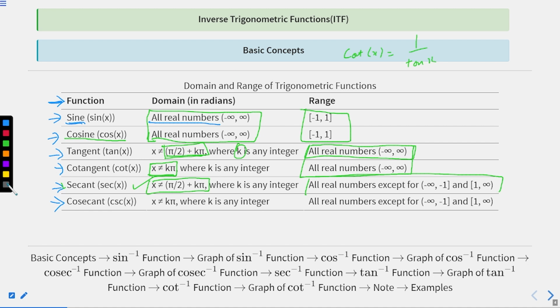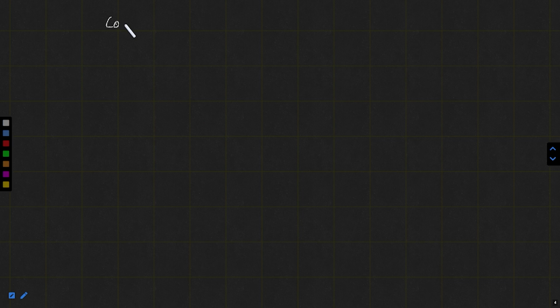Okay, now the cosecant function. For the cosecant function, what do we know? We know cosec x is equal to 1 by sin x, and we know that we cannot take the denominator as 0. So the domain will be all real numbers except x belonging to the real numbers such that sin x is 0. We are going to exclude all such points where sin x is 0.